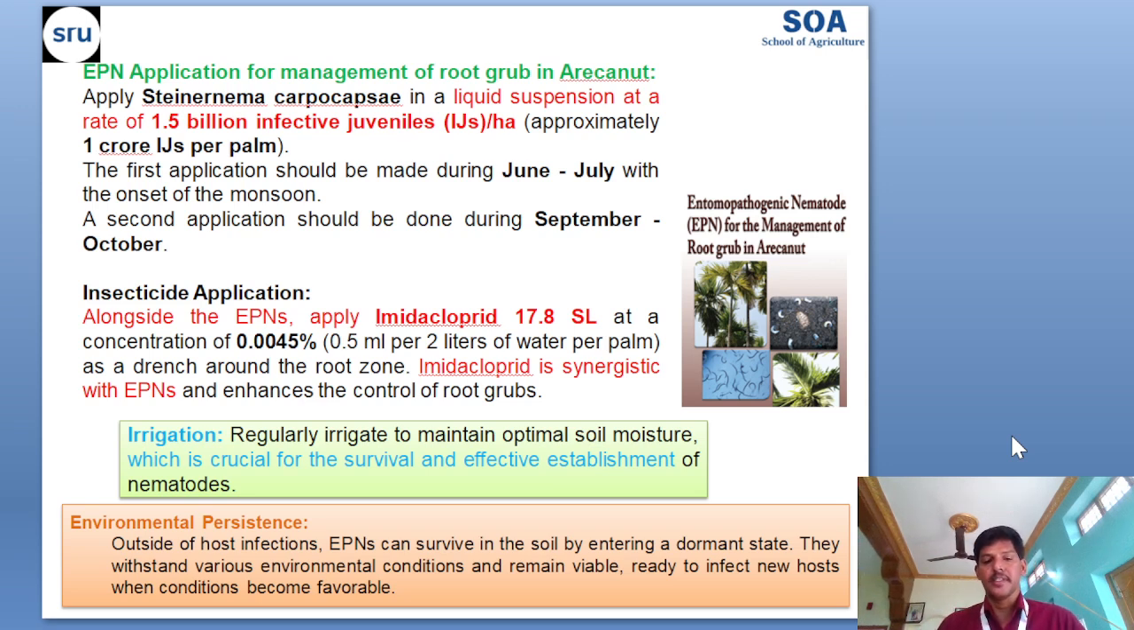Environmental persistence. In the absence of a host, that is outside of host infection, EPNs do not die. Instead, EPNs can survive in the soil by entering a dormant state. They withstand various environmental conditions and remain viable, ready to infect a new host when the conditions become favorable for them.